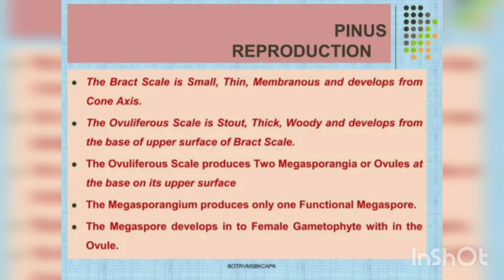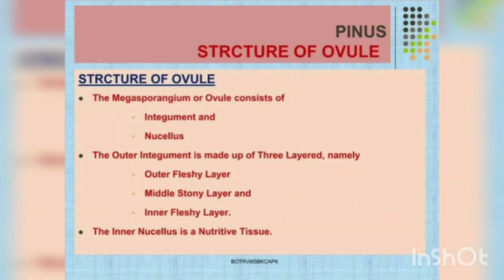The megasporangium produces only one functional megaspore, and that develops into the ovule. So that is the difference. When you take microsporangia, it produces many microspores, whereas a megasporangium produces only one functional megaspore. Now when we take the structure of the ovule, each megasporangium or ovule consists of two parts. What are they? Integument and the nucellus.